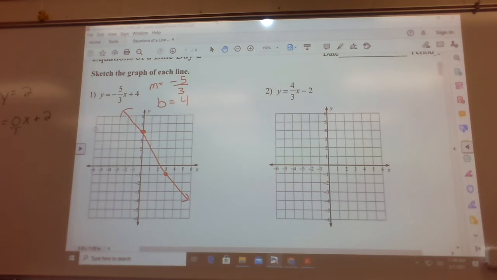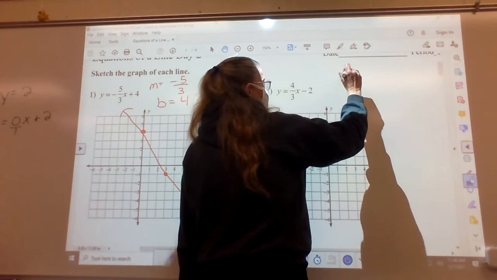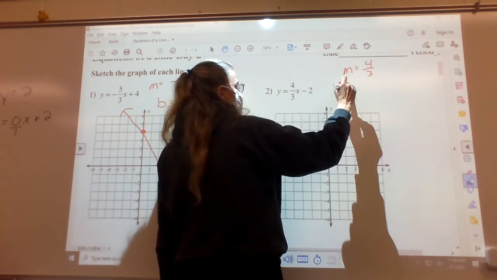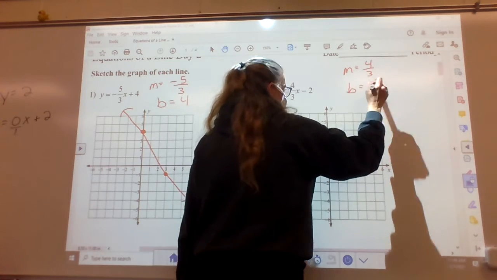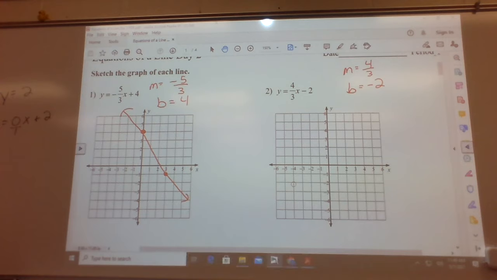So number 2, same basic idea. My slope is 4/3, so slope was 4/3. My intercept is negative 2, so I put a negative 2. Always start with the intercept. That's your beginning point. So we're going to start at negative 2.